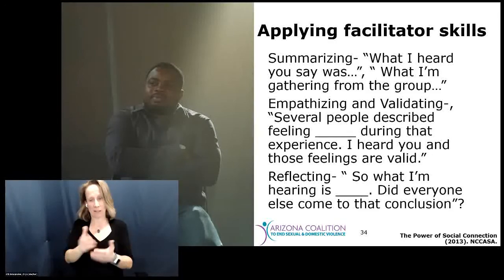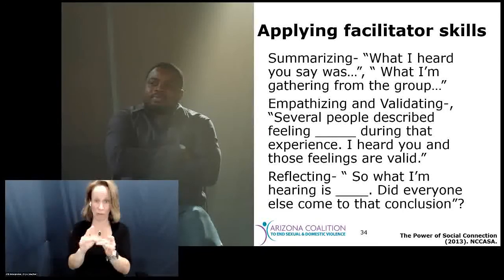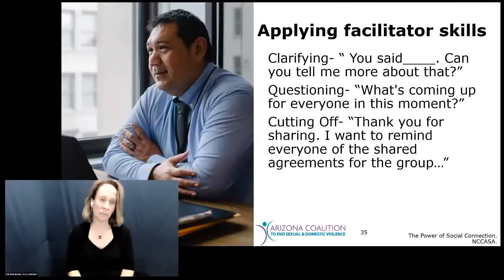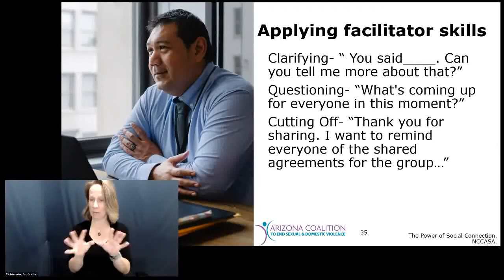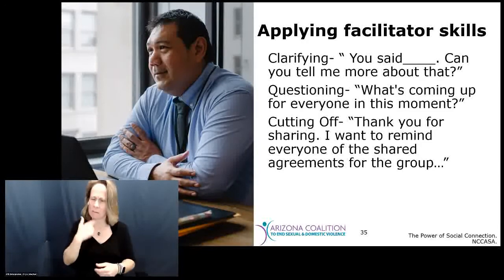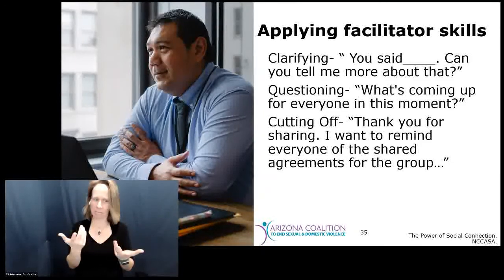We also want to reflect. "So what I heard everyone say is they didn't like that last activity because it felt incomplete. Did anyone else come to that conclusion?" Clarifying. "I heard you say this sucks. Can you tell me more about that?" It also might be questioning, and good facilitators know how to ask questions. "What's coming up for everyone right now in this moment?"